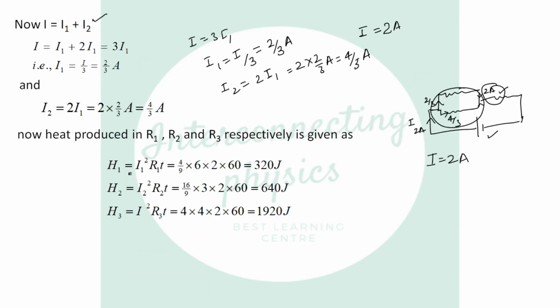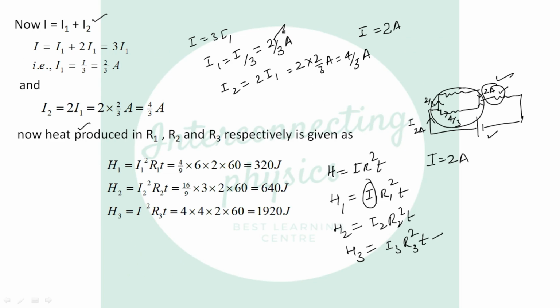Okay, now we have to calculate the heat produced in each resistor. So what is I1? It is 2 by 3. What is R1? It is 6 ohm. What is T? It is 2 minutes. You will have to calculate 2 into 60, that is 120 seconds.